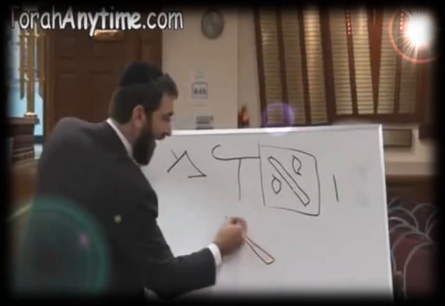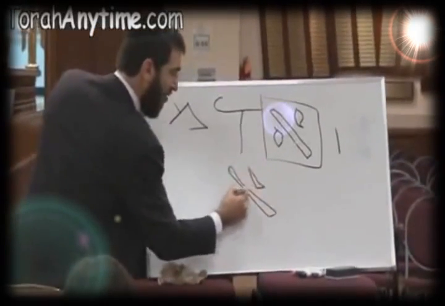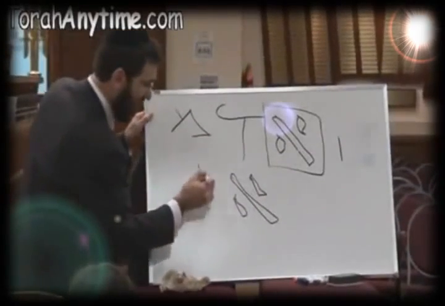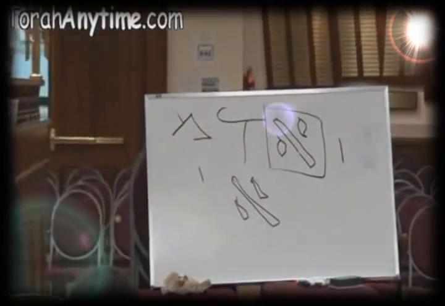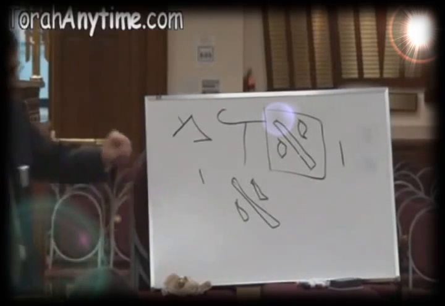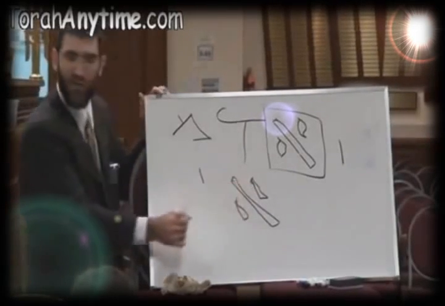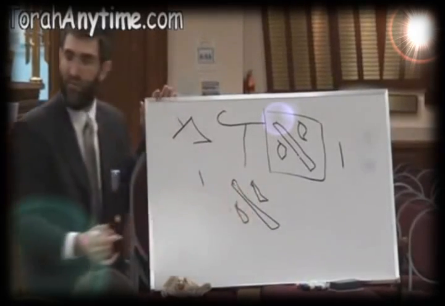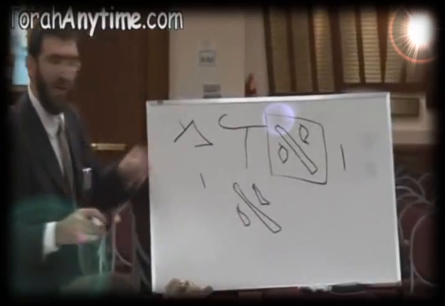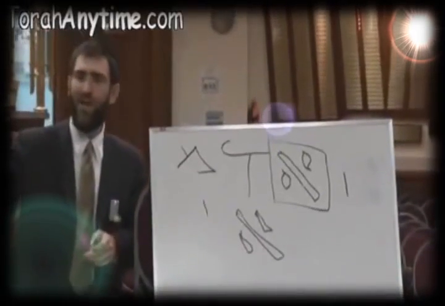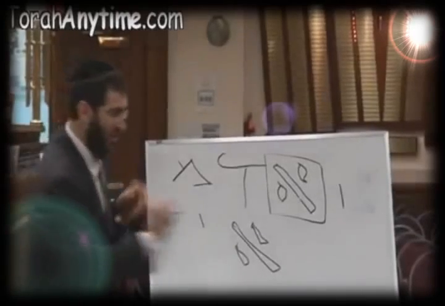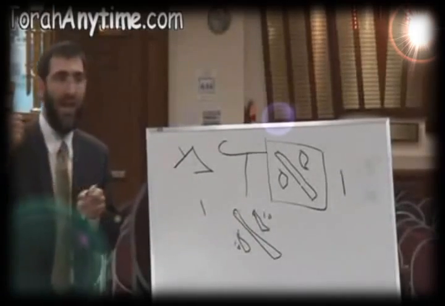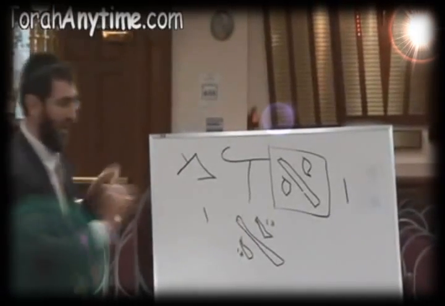An Aleph happens to be numerically what? What is Aleph numerically? 1. Good. If I take a look at an Aleph, I notice that it's actually made of 3 letters: a Yud, 2 Yuds, and a Vav. Help me along. What's the numerical value of Yud? Aleph, Beit, Gimel, Dalet, Hey, Vav, Zayin, Chet, Tet, Yud. So I have Yud, Yud, and the numerical value of a Vav: Aleph, Beit, Gimel, Dalet, Hey, Vav, 6.